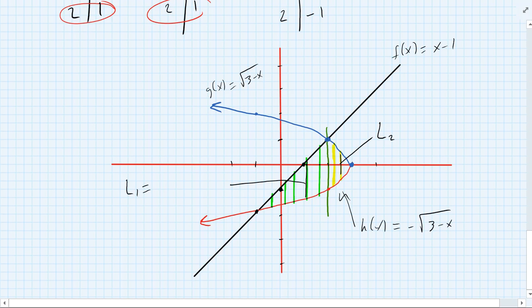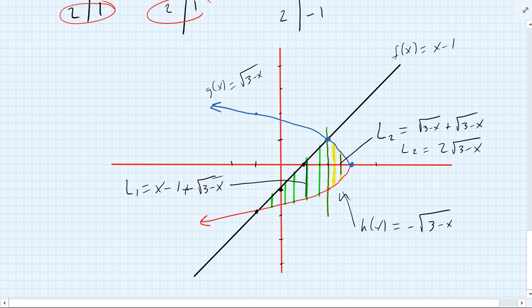So this length is going to be the upper, which is the line, x minus 1 minus the square root, but it's a negative, so minus a negative is plus the square root of 3 minus x. For this length, the upper is the upper curve, so it's going to be the square root of 3 minus x minus a negative, which means plus the square root of 3 minus x. That means that length 2 is equal to 2 times the square root of 3 minus x.